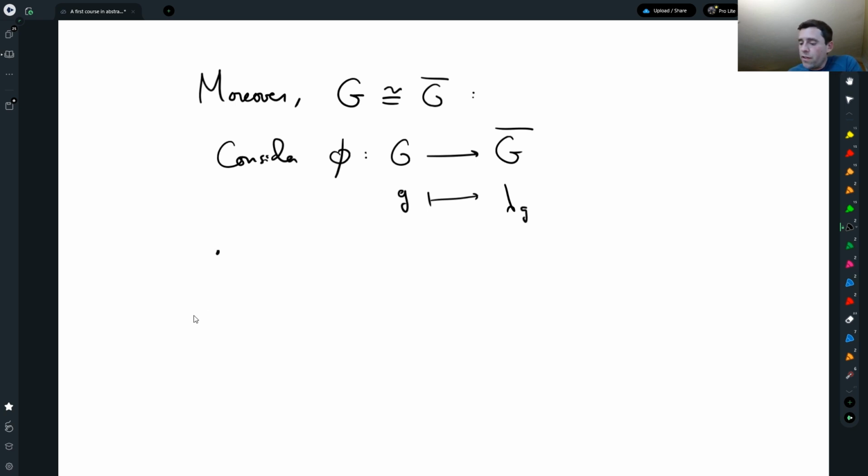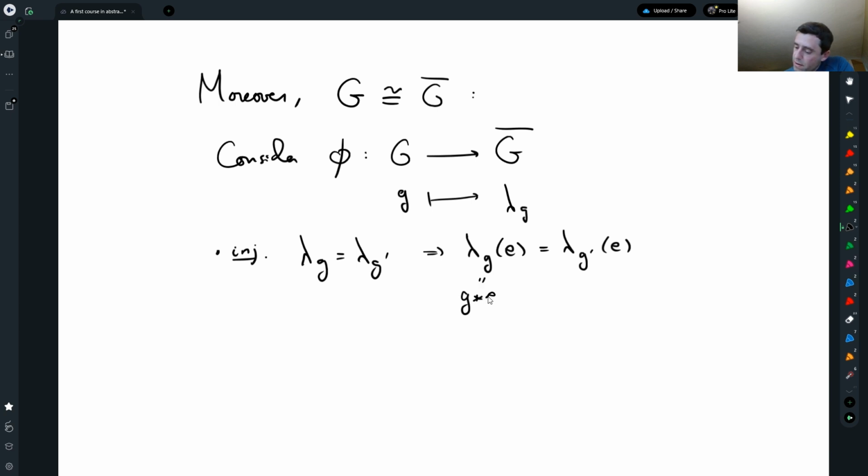So let's first see that this is injective. So if lambda G is the same as lambda G prime, then, well, in particular, they have to act the same on the identity in G. So they have to have this, but this is G times E, which is G. And on the other hand, this is G prime times E, which is G prime. And therefore, I get that G equals G prime, and that gives me injectivity. So this phi is injective.